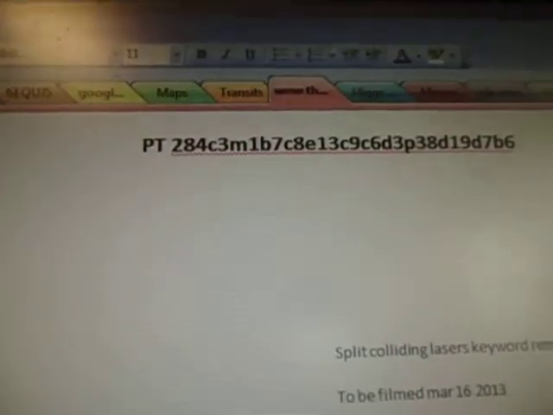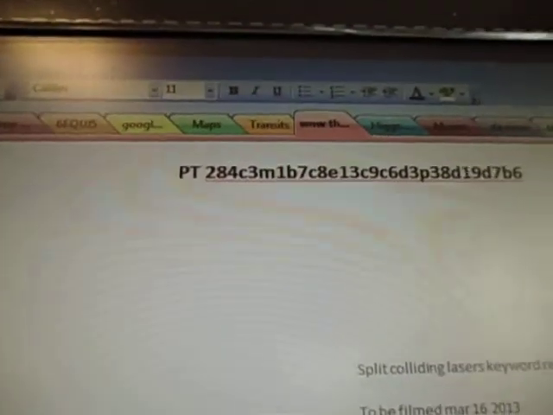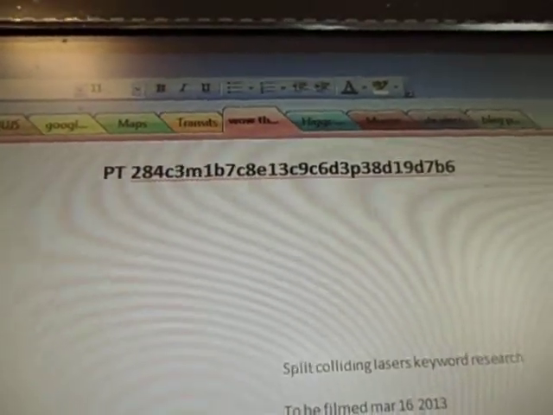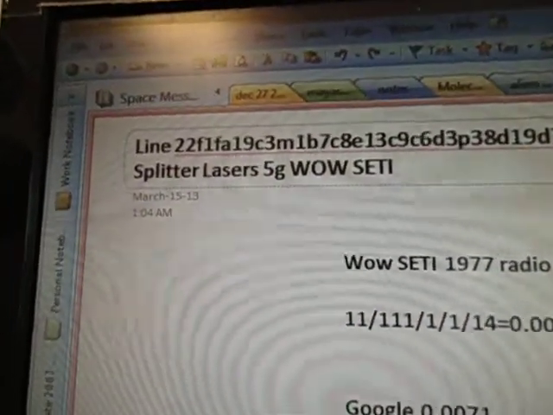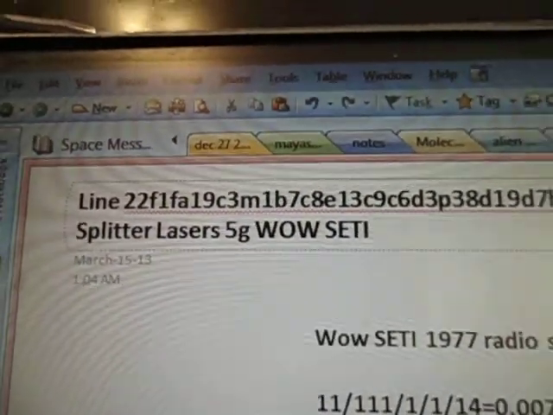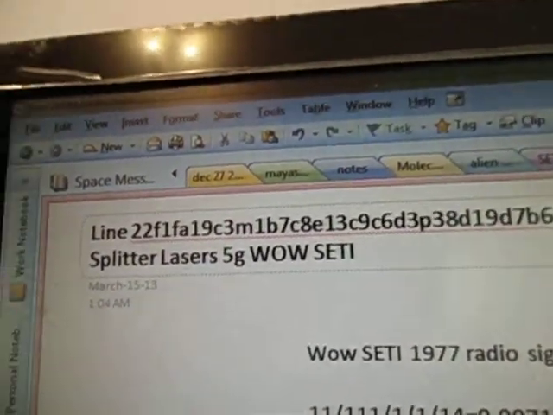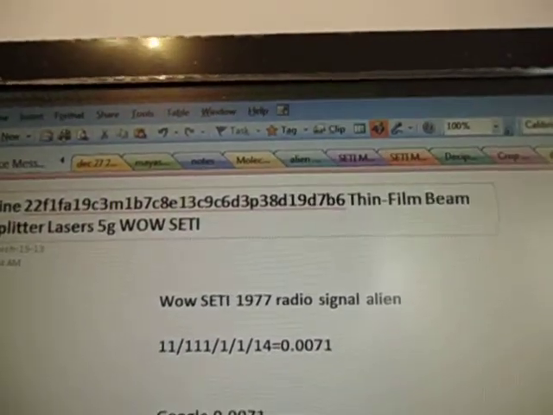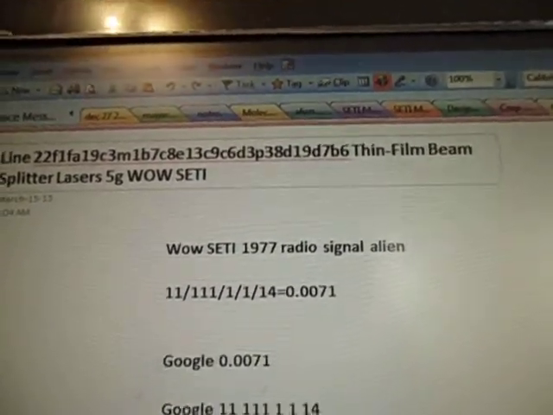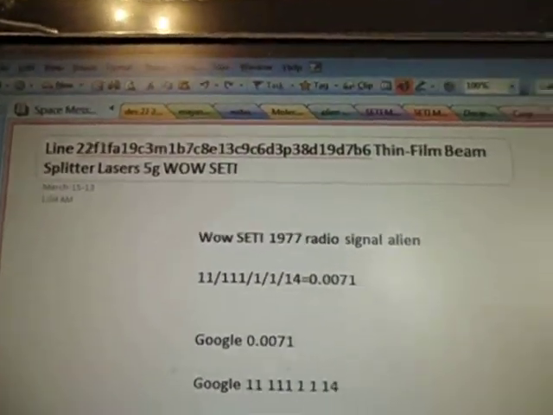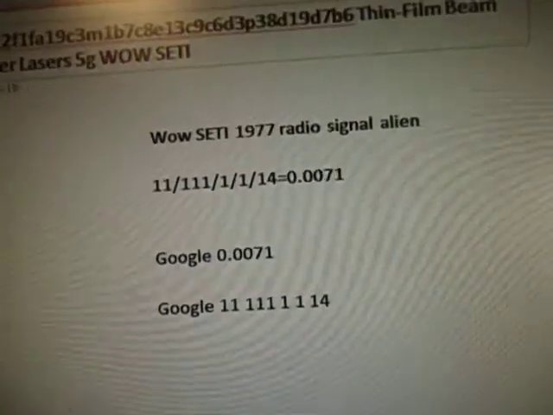This is part 284C3M1B7C8E13C9C6D3P38D19D7b6, and it's line 22f1fa19c3m1b7c8E13c9c6D3P38D19D7b6. Thin film beam splitter lasers 5G Wow Seti. There's the alien radio signal.